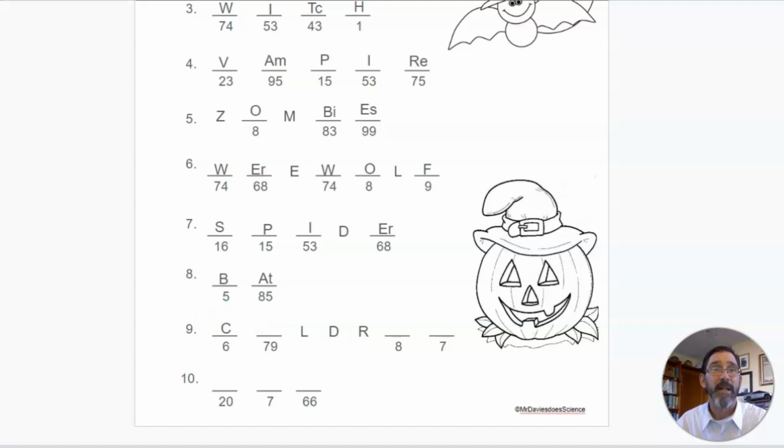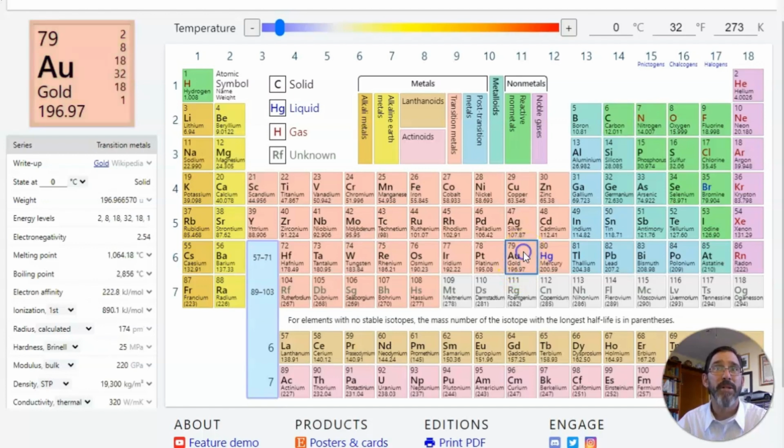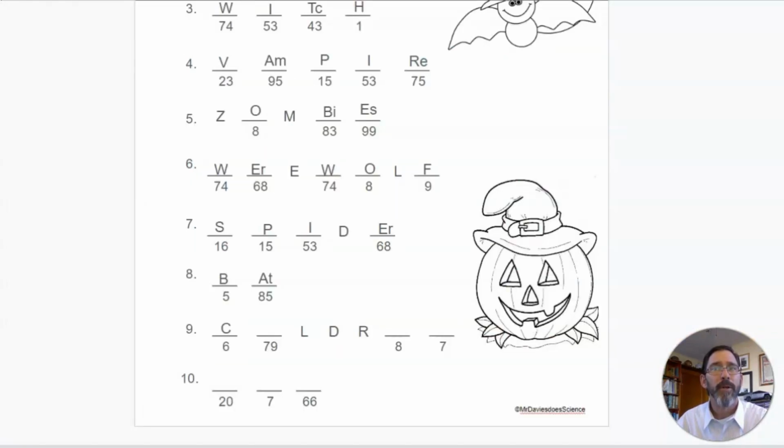The next atomic number is number 79. Number 79 is in the middle of the transition metals. It is one of our precious metals. That would be gold. But the atomic symbol is a capital letter A, lowercase u, gold. Go ahead and place a capital letter A, lowercase u above the number 79 for gold.